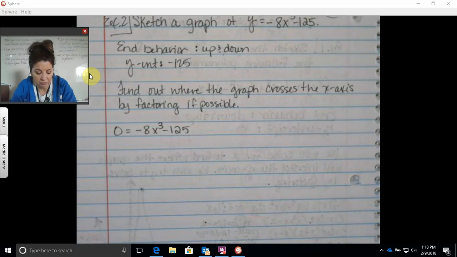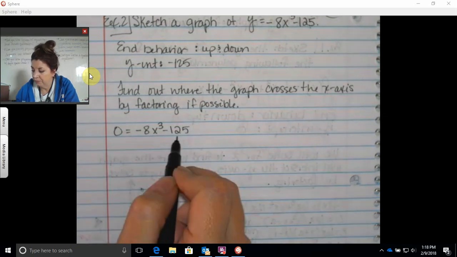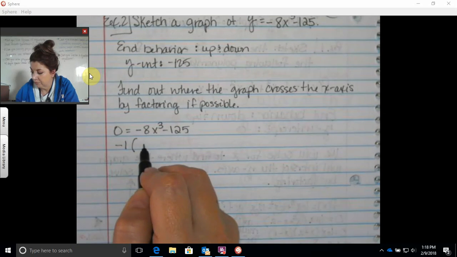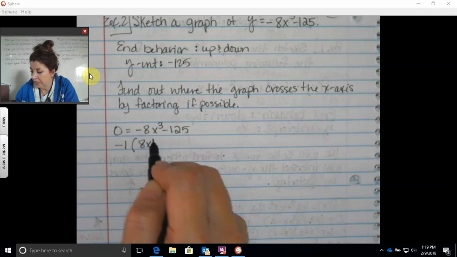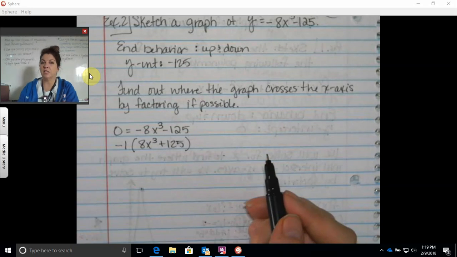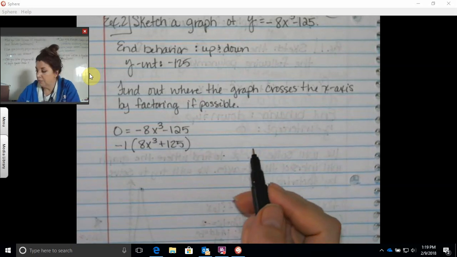So I heard you say something about perfect cubes. But right now that leading coefficient is negative, so we need to factor that out. So let's factor out a negative 1. Is there any other greatest common factor? No. So if we take out a negative 1, what do we get? Everything is positive. Just changed all the signs, right? So now we have what inside our parentheses? 8x cubed plus 125. And to factor that, what special case is it? Sum of cubes.